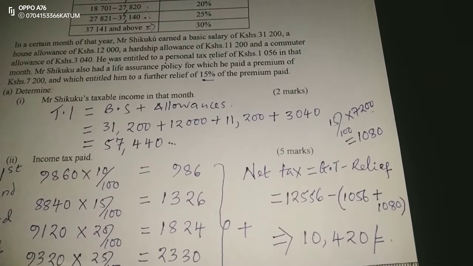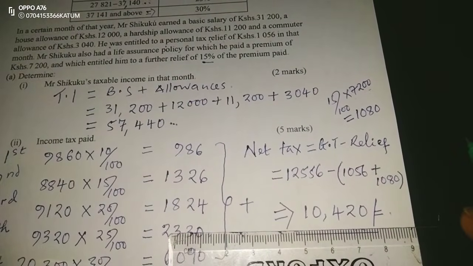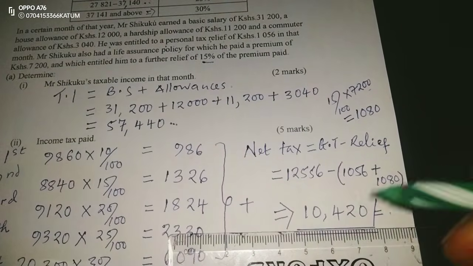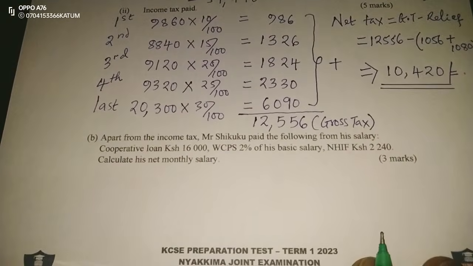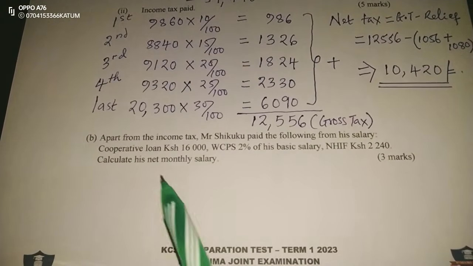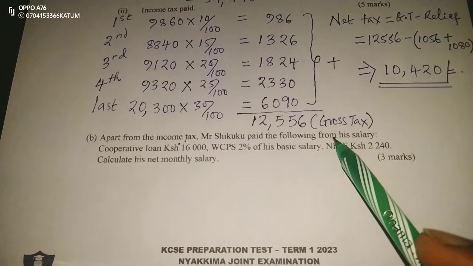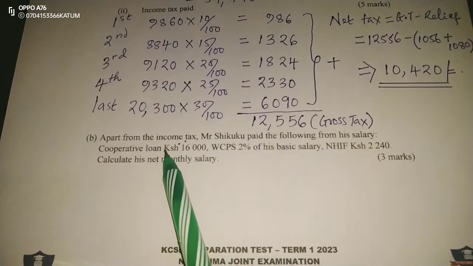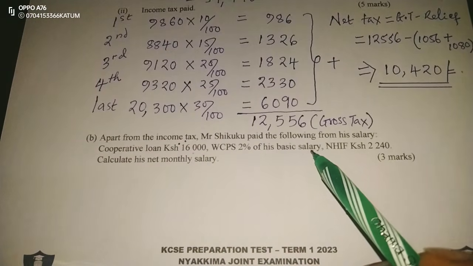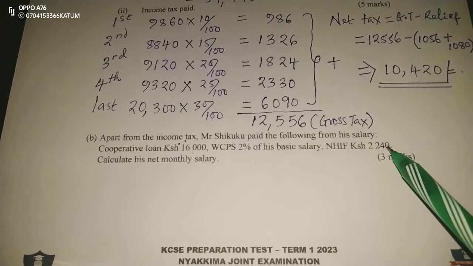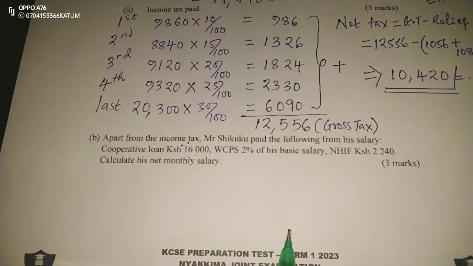So this is the tax which will be paid by Mr. Shikuku. We have another question in part B, in the final part, which says, apart from the income tax, Mr. Shikuku paid the following from his salary: cooperative loan 16,000, WCPS 2% of his basic salary, NHIF 2,240. Calculate his net monthly salary.